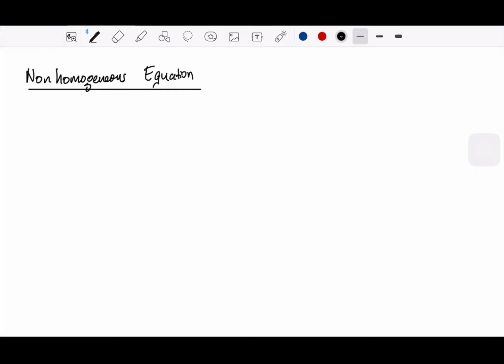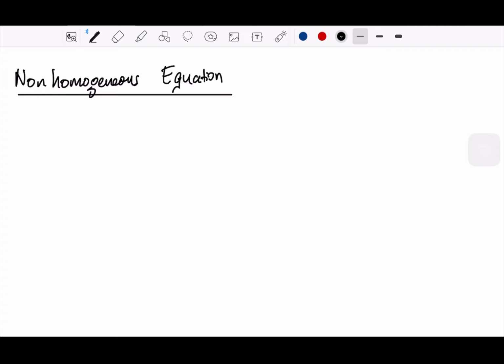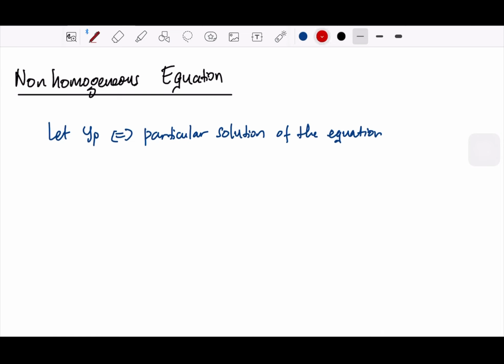Well, to begin the non-homogeneous, I would like to start with the particular solutions. So let the yp become the particular solution of the equation, which means it will satisfy the non-homogeneous one.